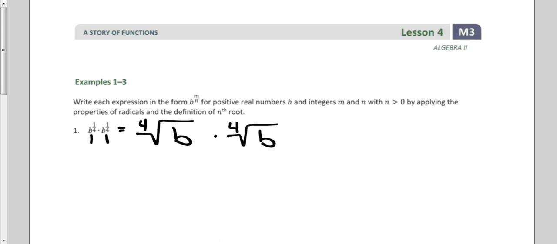Now, that's the same thing as the 4th root of b squared, right? You can multiply stuff inside, right?